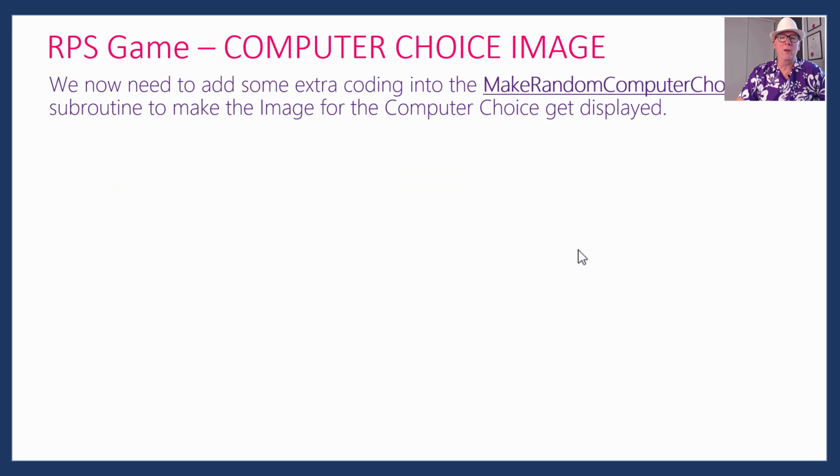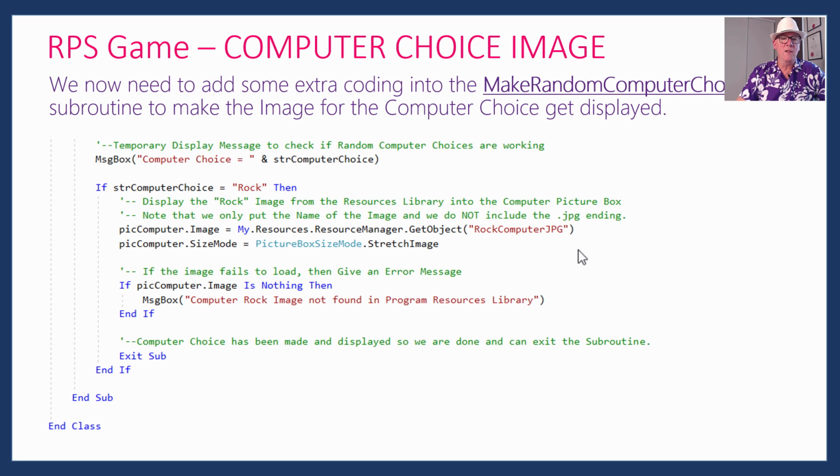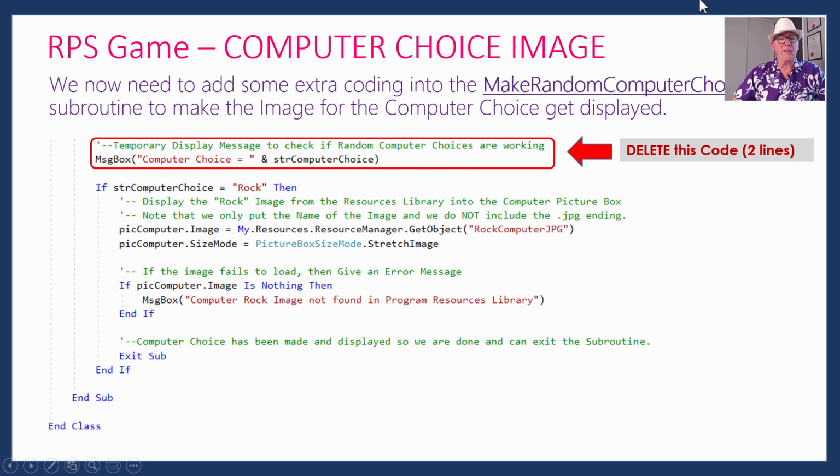Anyway, let's get into it and get this stage 1 finished. So the computer choice image, the computer has made their choice and it's getting displayed to us. So where we've got that temporary display message, we're going back to that make random computer choice, the new subroutine we typed in ourselves right down the very bottom of the program. We're going back to that and making changes. So where it's got that temporary display message to see what the computer chose, just delete those 2 lines because we're not going to use them anymore.